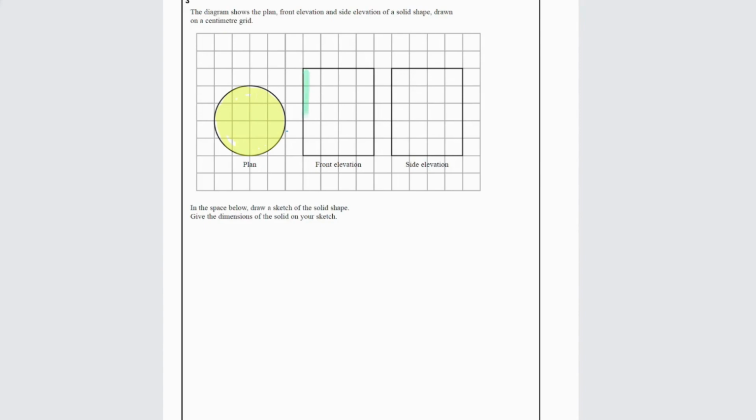The front elevation helps us here because it's a rectangle. It's not a cone. It would be a triangle if we were looking at it from the front. And the side elevation is the same. So this is a cylinder. And remember, a maths exam isn't an art exam, but the better you can draw it, the better, and we tend to draw cylinders standing up like this.